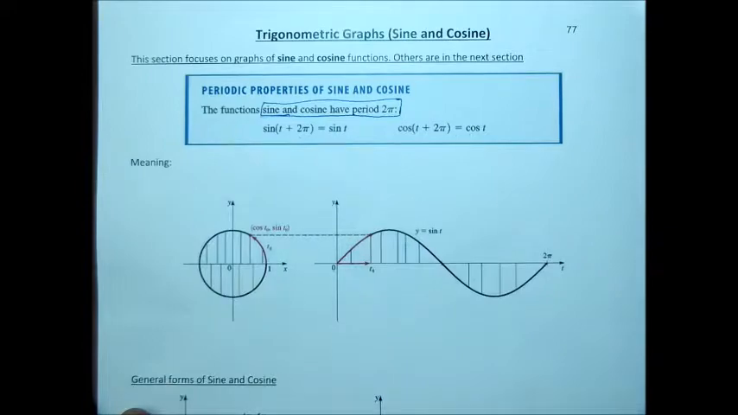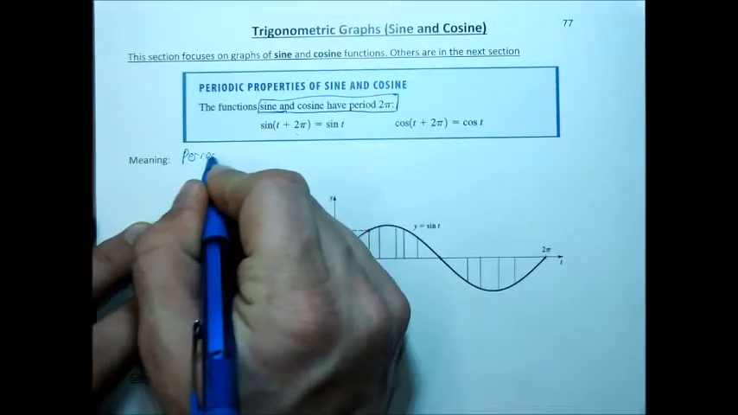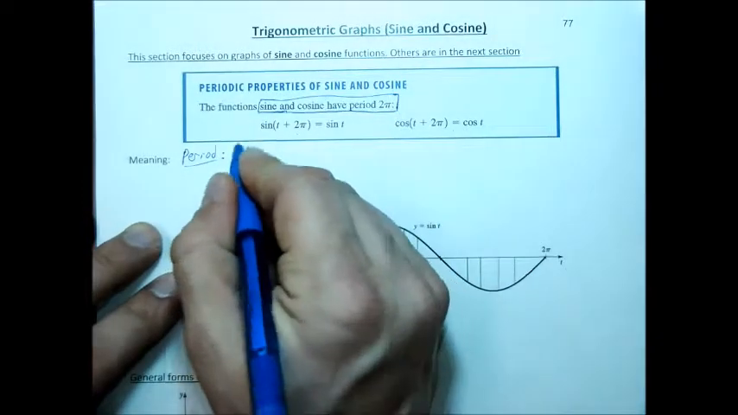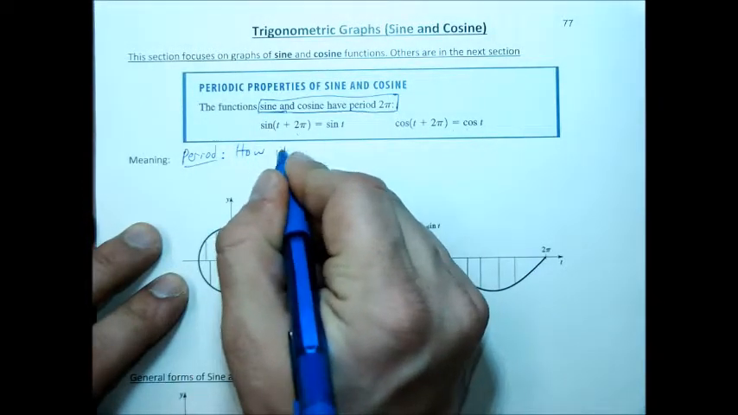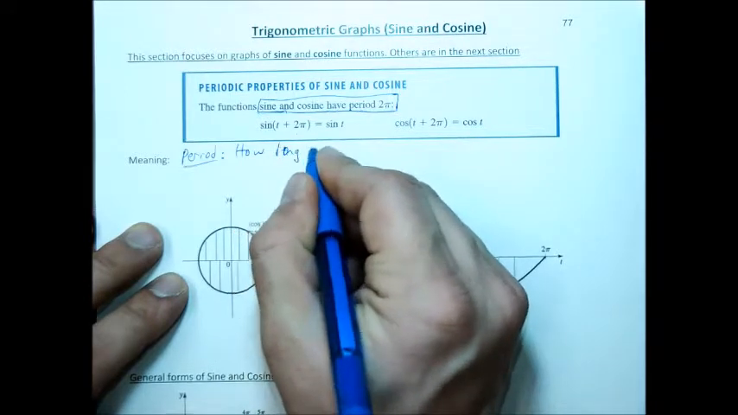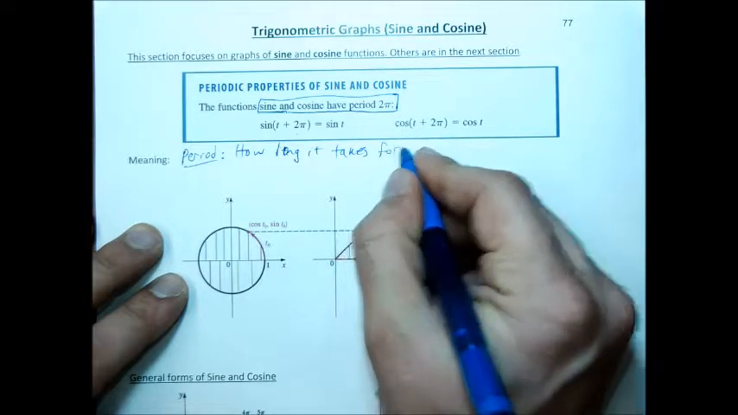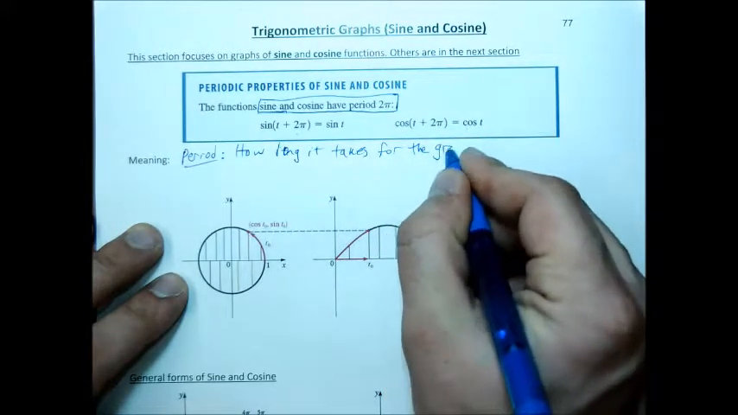All right, so let me write that down here and then say it one more time. The period, the definition of a period, is how long it takes the graph to repeat itself.